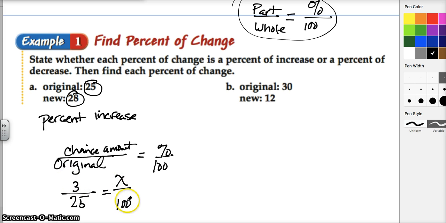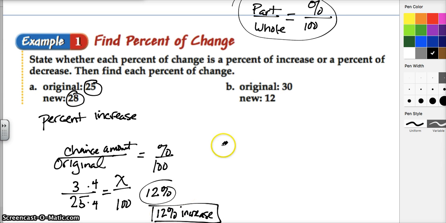We can cross multiply and solve this like a proportion. Or we can just recognize that 25 times 4 is 100. Therefore, I need to multiply this by 4, and I get that the answer is 12%. So this is a 12% increase. Go over that again if it felt a little uncomfortable, because we're really going to be working with this topic heavily, and you want to be familiar with it.